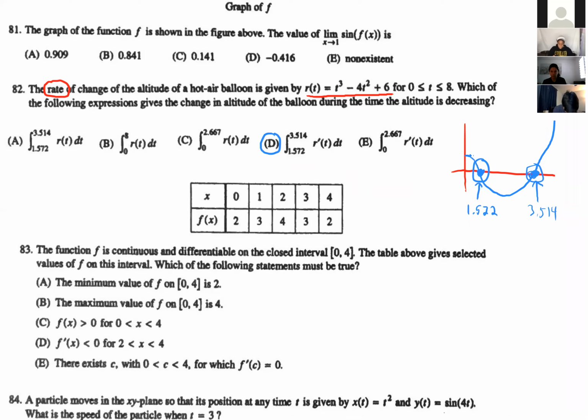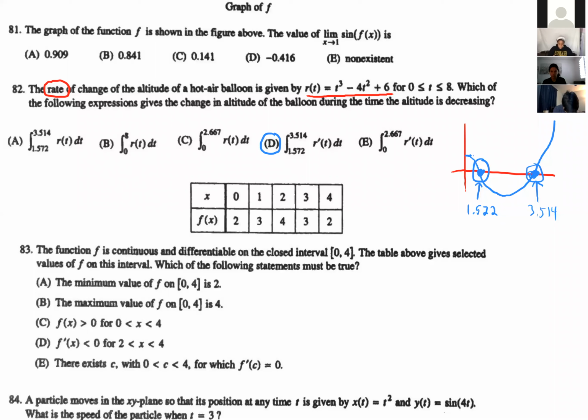Okay, other questions on this page? Sorry, what's that again? Morrison, is the 82 actually D? Probably not.